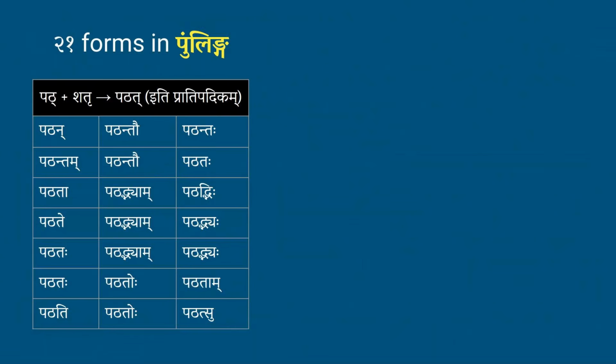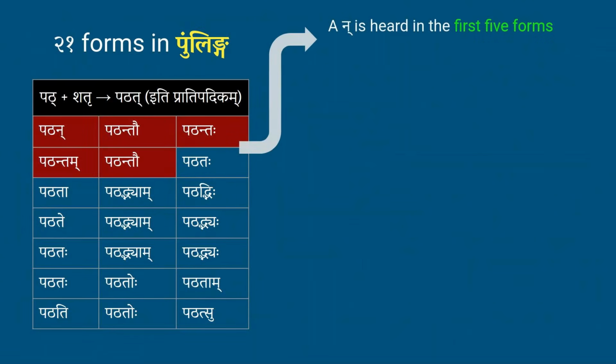It is worth noting that a na is heard in the first five forms of the Pullinga: Pathan, Pathantau, Pathantaha, Pathantam, and Pathantau. It is not heard from the Dvitiya Bahuvachanam onwards. This na gets heard in the first five forms of all the dhatus unless the dhatu is abhyasta.